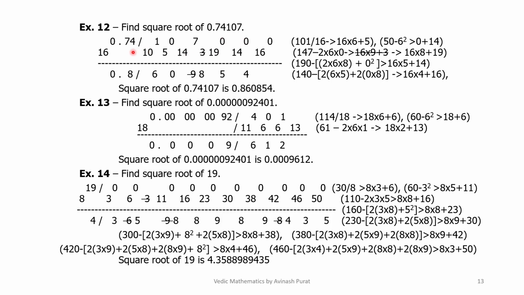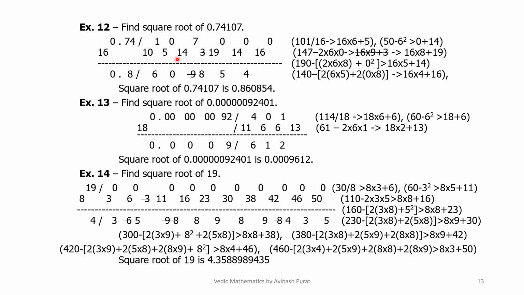So 74 is the first group. The highest square below 74 is 64, square root is 8, 8 multiplied by 2, 16, is the divisor, and 74 minus 64 is 10, that is the remainder. So 101 is the first dividend, there is nothing to be subtracted. So 101 by 16, 6 is the quotient and 5 is the remainder.